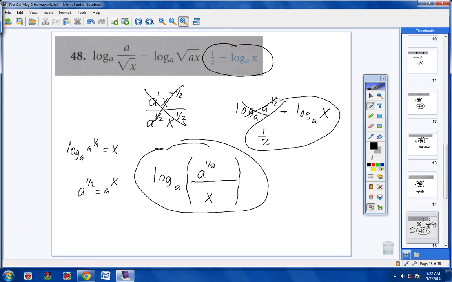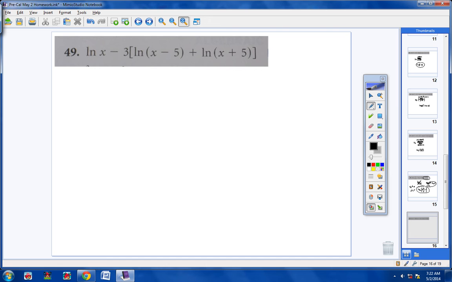All right, moving on to number 49. All right, this looks like a little bit of work. Let's see if we can figure this out, okay? First of all, you have a 3 outside of a bracket right here, and you're going to have to take that 3 and multiply it through. So when you multiply that 3 through, you're going to have a 3 right here. I'll change color so you can see.